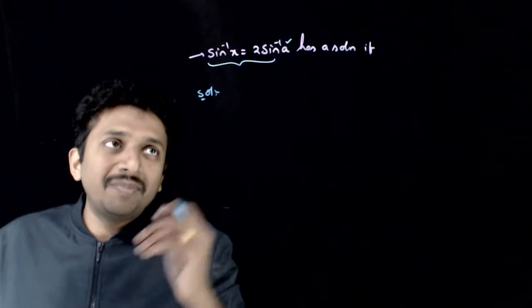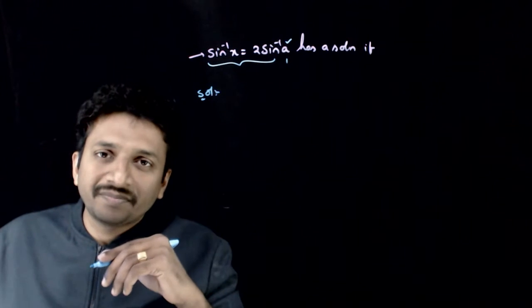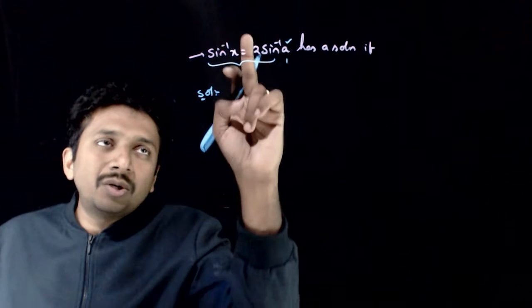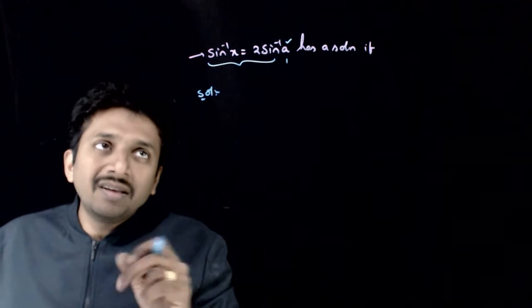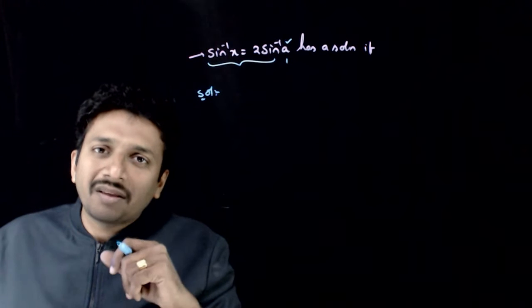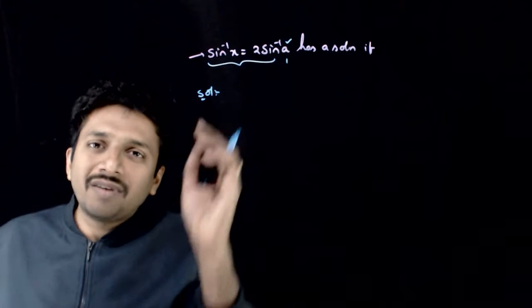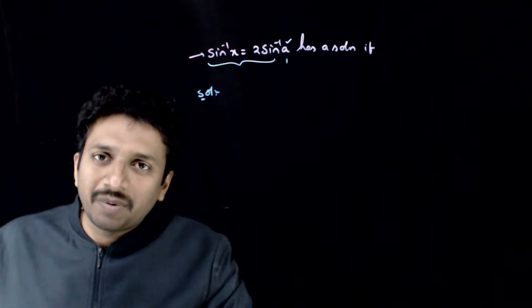So let us, for example, think a is equal to 1. Sine inverse of 1 is pi by 2, so 2 sine inverse 1 is pi. Sine inverse of x is equal to pi. So does it have a solution? No, because sine inverse of x always lies between minus pi by 2 and plus pi by 2.